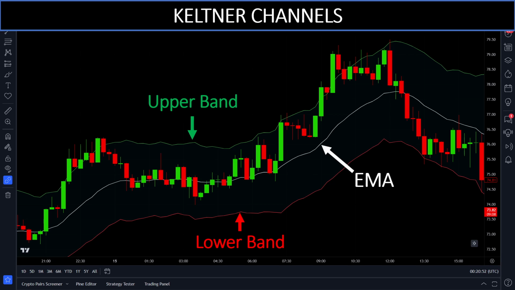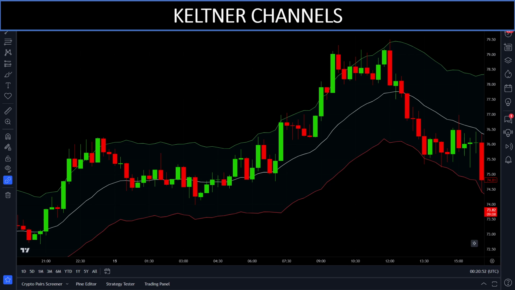profits and stop losses. For example, if the price moves at the middle line, the price is at a fair value. If the price moves close to the upper band or above it, then the price is overbought. And if the price is hovering around the lower band or below it, it can be considered oversold.